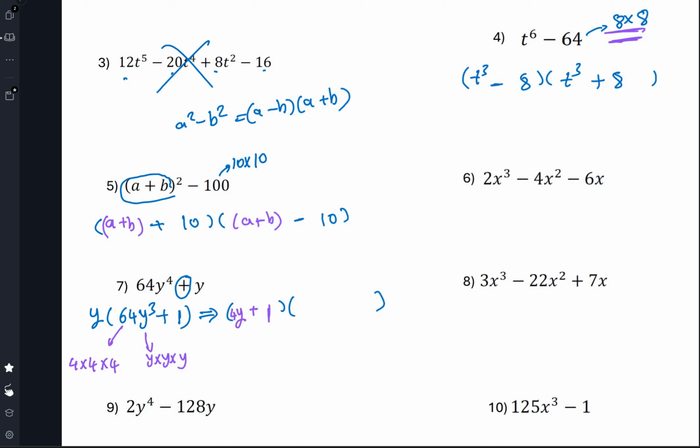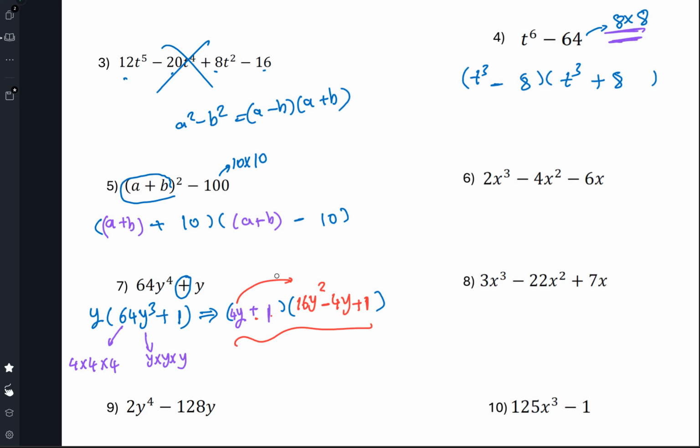Small bracket, 4 square. We can say 4 square is going to be 16. Y square equals y power 2. If this is positive, so we can write negative. 1 times 4y equals 4y. Only 4y plus 1 square equals only 1. So this is the final answer.